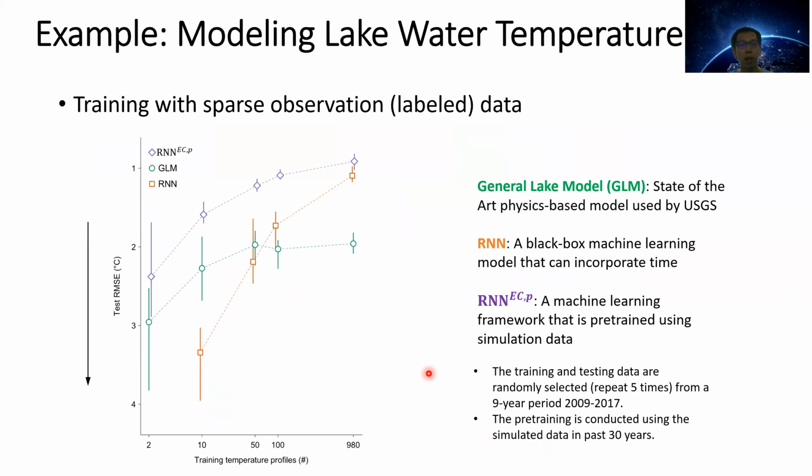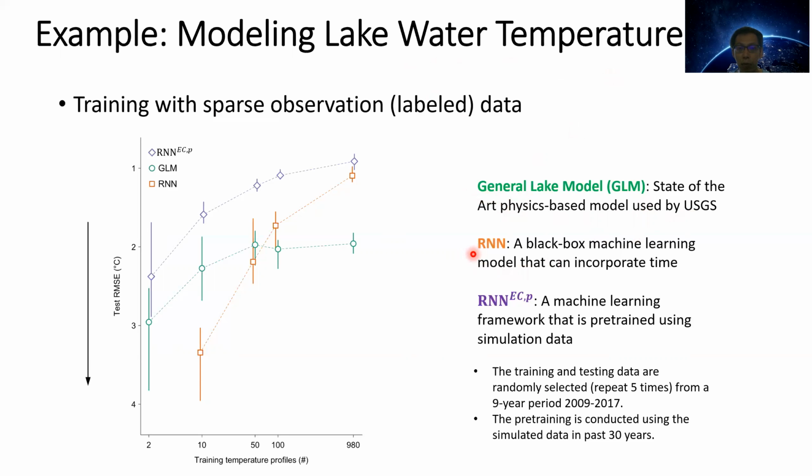And here we've shown some results for the same example of modeling lake water temperature. So this experiment is conducted in Lake Mendota in Wisconsin. And Lake Mendota is actually the most widely studied lake in the US. And here we implemented three different types of methods. The first one, general lake model. This model is purely a physics-based model, or it's purely based on domain knowledge. And it's also the state of the art for modeling lake water temperature and it's currently used by USGS.